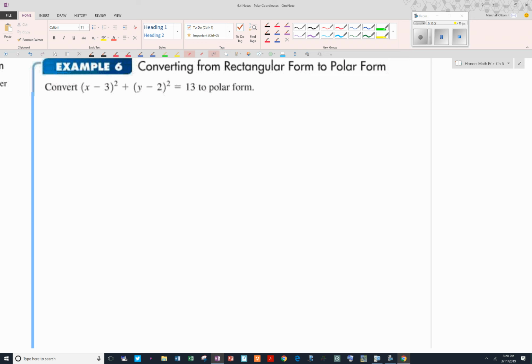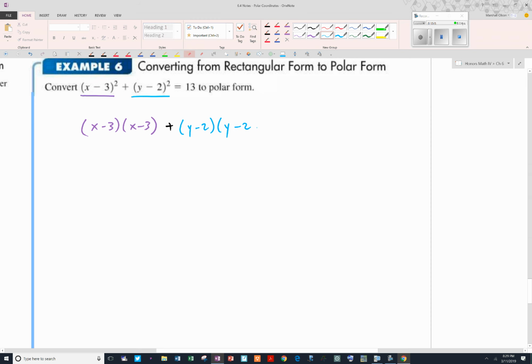All right, two more here. We're going to convert this rectangular form to polar form. So what we need to do first is multiply out both of these pieces right here, (x minus 3) squared and (y minus 2) squared. I know no one here is just bringing that 2 in, because that is sacrilegious in this class. You can't just bring that 2 in. You actually have to multiply it out.